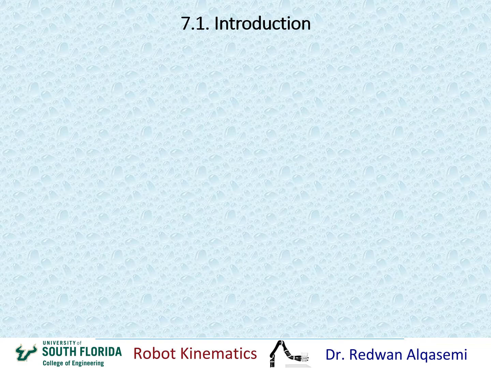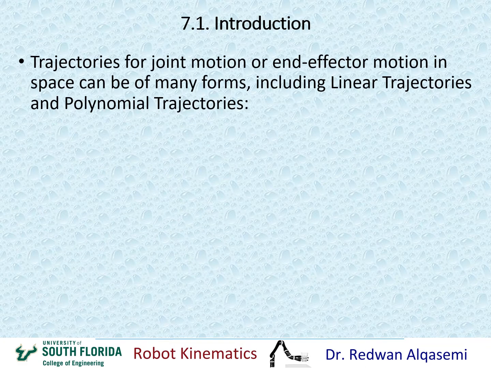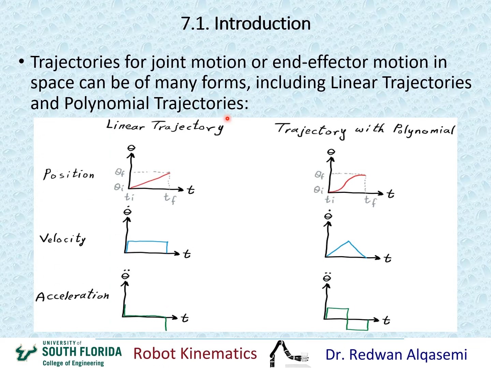To get started on this chapter, I'm going to introduce two different trajectories that are commonly used in simulation. These trajectories are valid for joint motion or end-effector motion in space. So it can be used either in the joint domain or the Cartesian domain. And these two trajectories that are commonly used in simulation are the linear trajectory and the polynomial trajectory. From this figure here, I'm going to look at both of them and compare them side by side. The linear trajectory here on the left and the trajectory with polynomial on the right side.